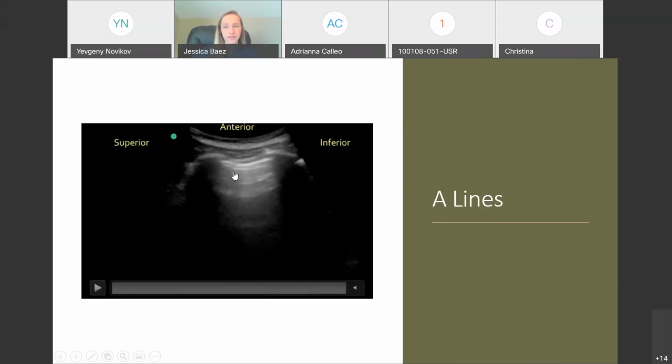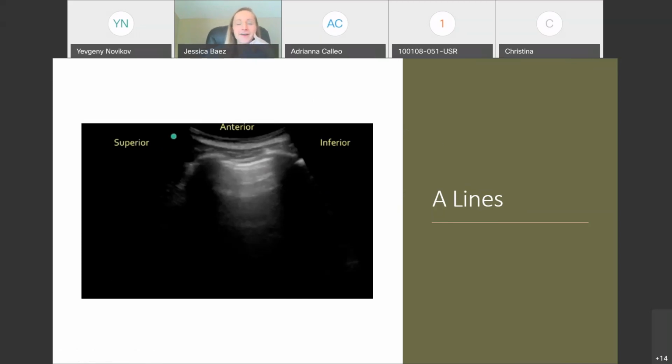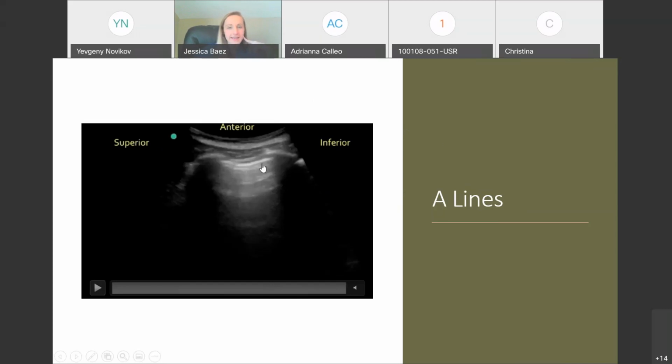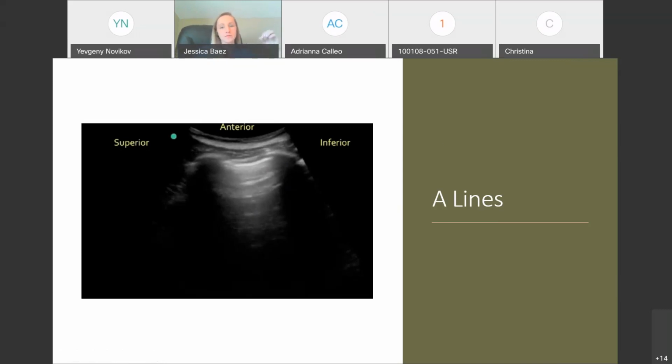All right. They come before B lines. Awesome. I love it. So A lines are these horizontal lines that extend kind of beyond the pleural line. So we'll just play this video. So here's the pleural line, and you see these hyperechoic horizontal lines extending into the far field. These are due to some reverberation artifact from the ultrasound beams themselves, and they are indicative of normal lung. So A lines are a good thing.